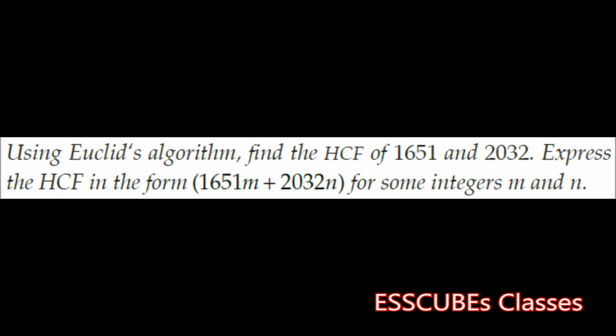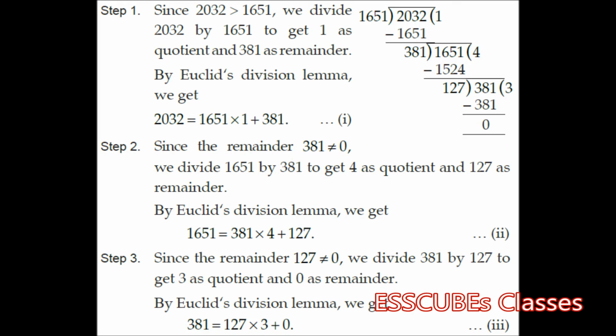Let's take another example. Suppose you are asked to find the HCF of 1651 and 2032, and we need to express it in the form as given on the screen: 1651m plus 2032n, where m and n are some integers. Again, this is a very important question. Please focus. Over here, we find 2032 is greater than 1651, so we go on the long division method.